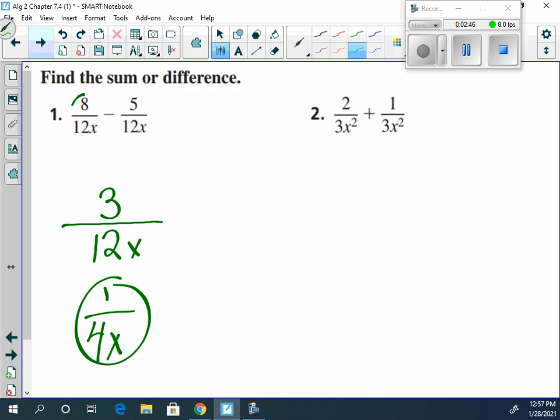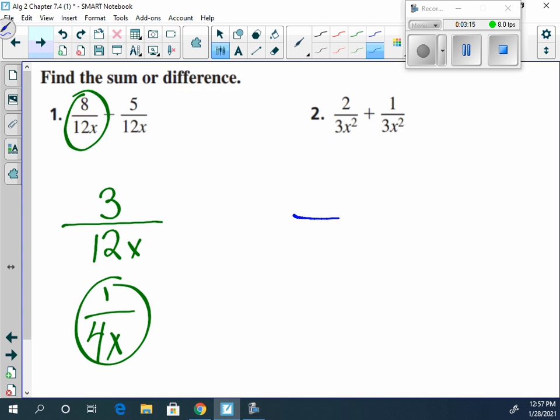Why would I not simplify the 8/12x? Well, because you've got to subtract it first. Right, because what would happen to the 12x? It would become what? 6x. The denominators would not be the same. Because then we'd have to make them be the same by making it back to 12. Well, it'd just be a waste of a step.